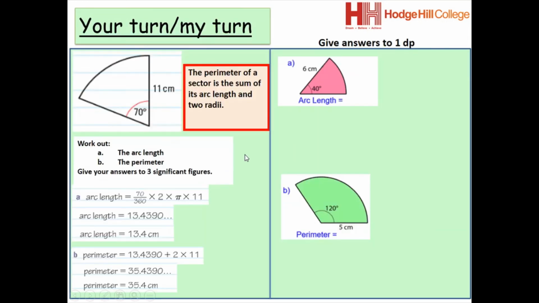Here are 2 for you to attempt. Okay, so for the first pink question, you need to work out the arc length, just this arc here. And for the green question, the second question, you are needing to work out the perimeter. So don't just add on the radius twice. Okay, have a go at those now. Please pause the video and press play when you want to see the answer.